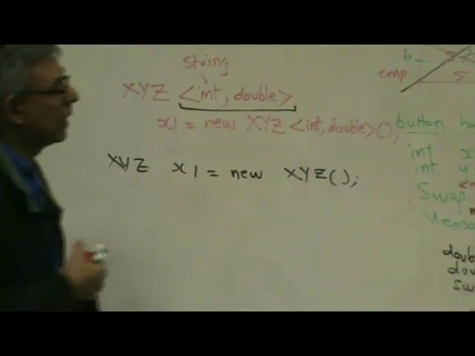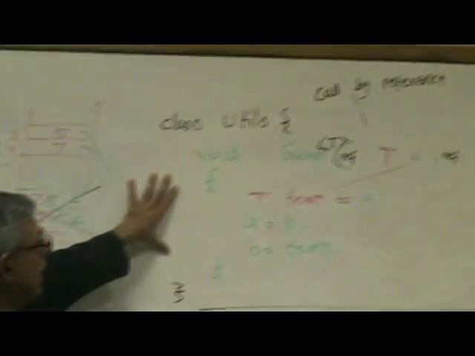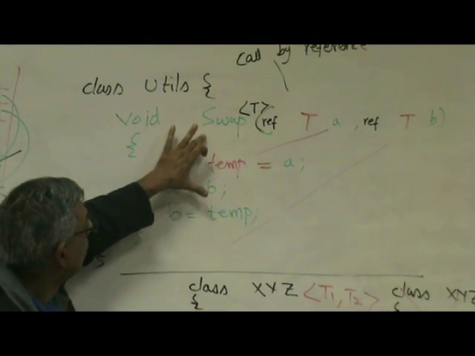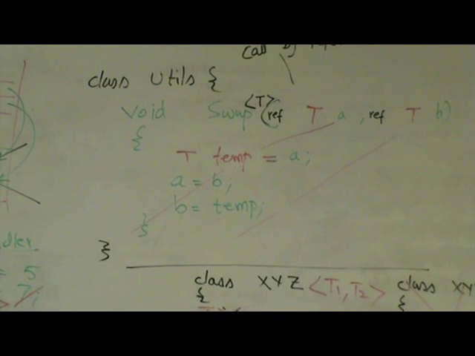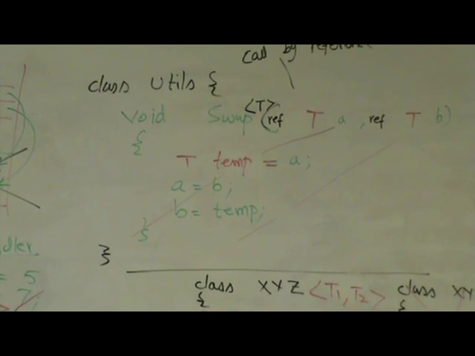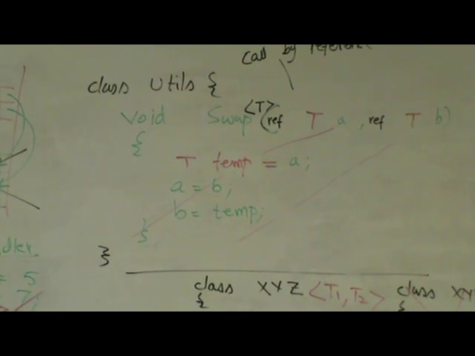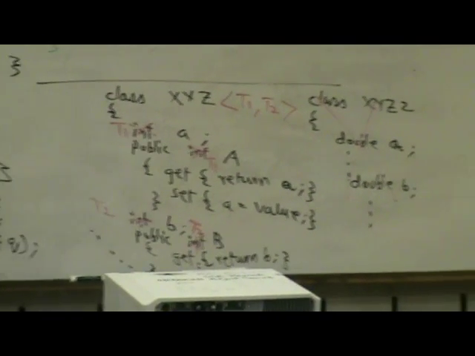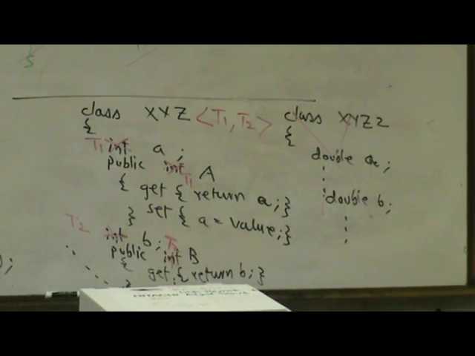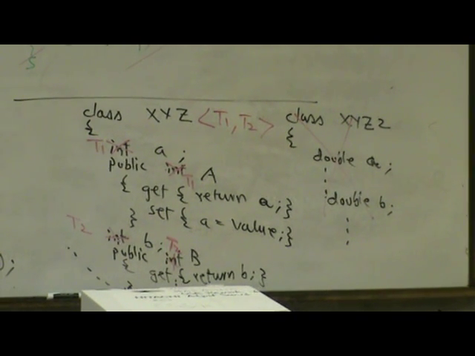Okay, so the question is, this example made sense, right? That we did not want to keep overloading the swap for int and double and string and so on. But this example may not make perfect sense yet. I mean, it's our toy example. So the question is, in real life, where do we use generic classes, right?